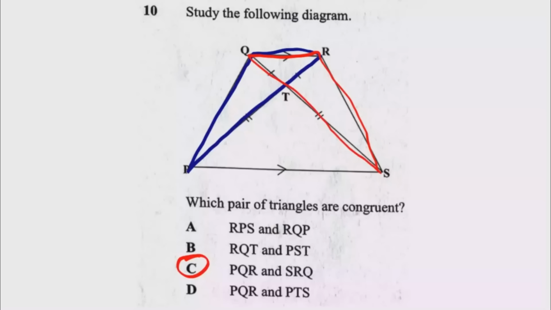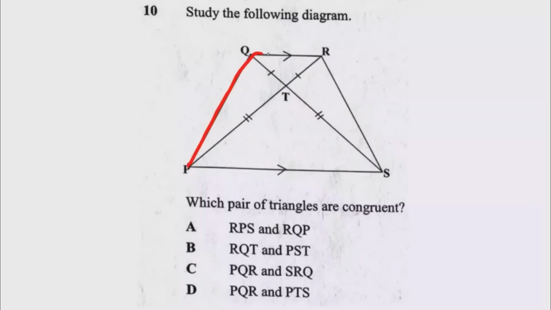However, let's try and check D. So for D, we have PQR, which is this one, and the other one is PTS, this one. Are they congruent? No, they are not. So the correct answer, like I said earlier on, is C. If you have got questions, please don't hesitate to ask in the comment section. Otherwise, that's the correct answer.